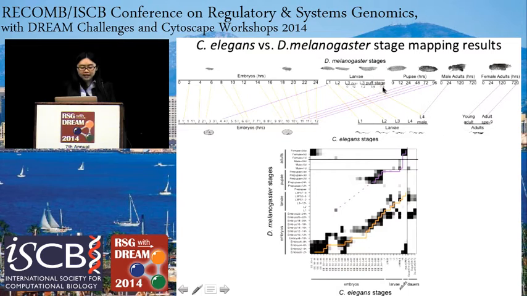And more importantly, we see that the fly life cycle is divided into two halves. And this division corresponds exactly to the time point where the fly undergoes metamorphosis. So during metamorphosis, all the differentiated cells in the fly are digested, and new cells are differentiated from stem cells. So it seems like the fly is living two lives of the worm.